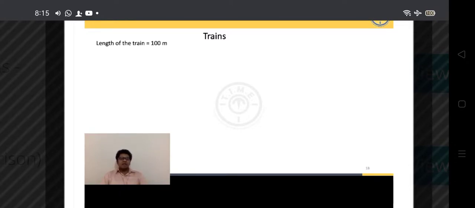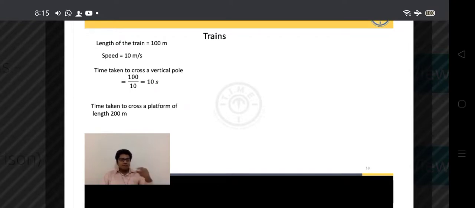Lengths are always added. Length of the train 100 meters, speed of the train 10 meters per second, time taken to cross a vertical pole is 100 divided by 10. Next, time taken to cross a platform of length 200 meter is 100 plus 200 by 10, which is 300 by 10, which is 30 seconds.